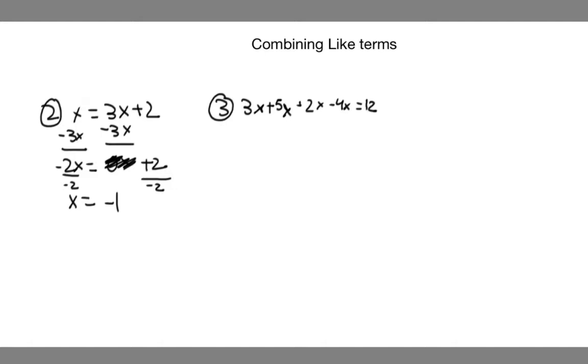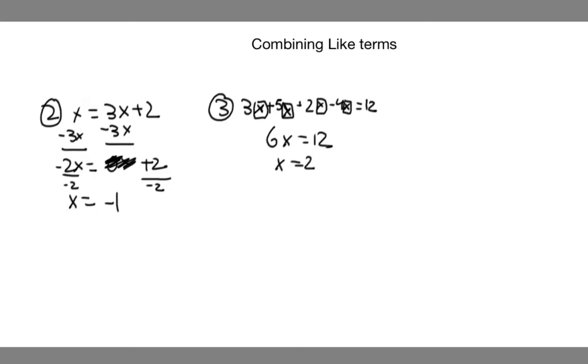Since we have 5x, 3x, 2x, and negative 4x, we only have x's, no x squared, same coefficients, we can just add them up. 3 plus 5 is 8, 8 plus 2 is 10, 10 minus 4 is 6x. So by combining the x's, we get 6x equals 12, and x equals 2.